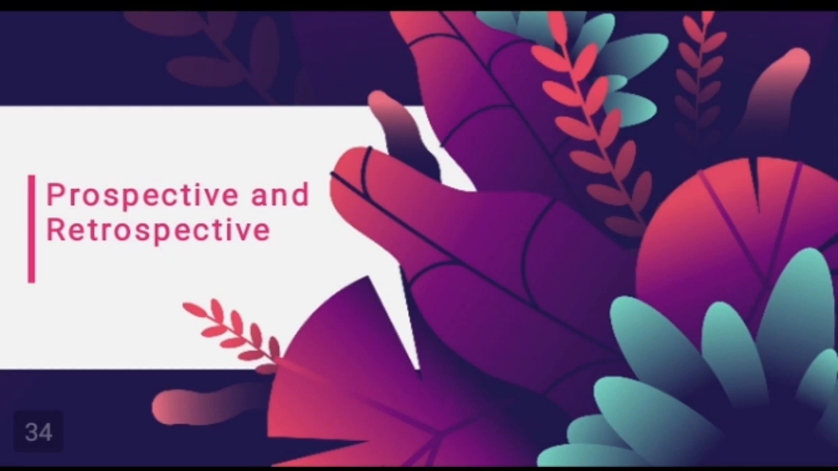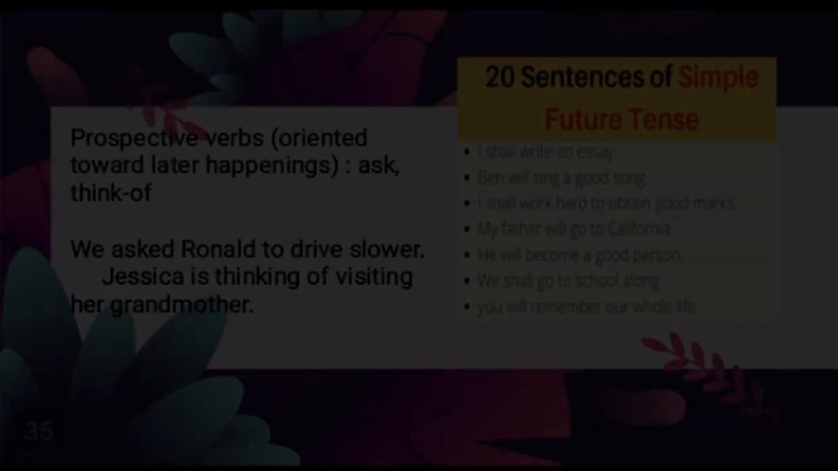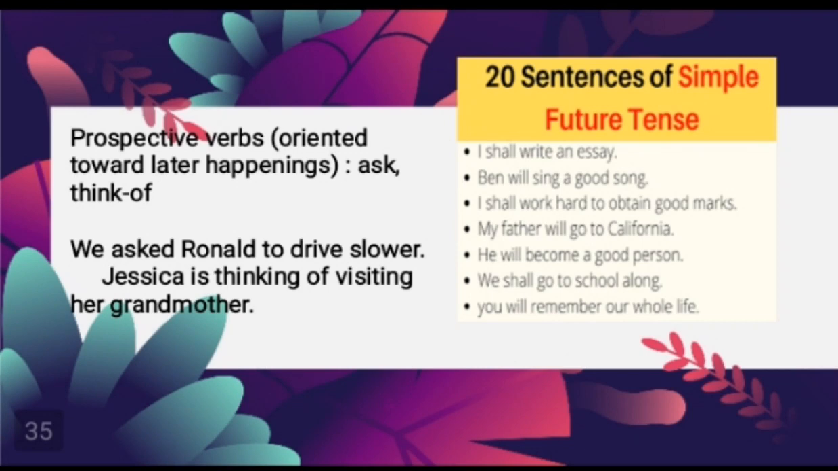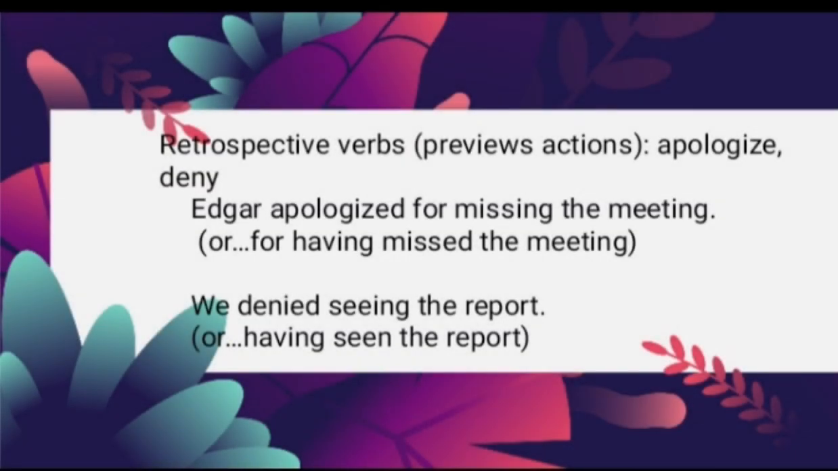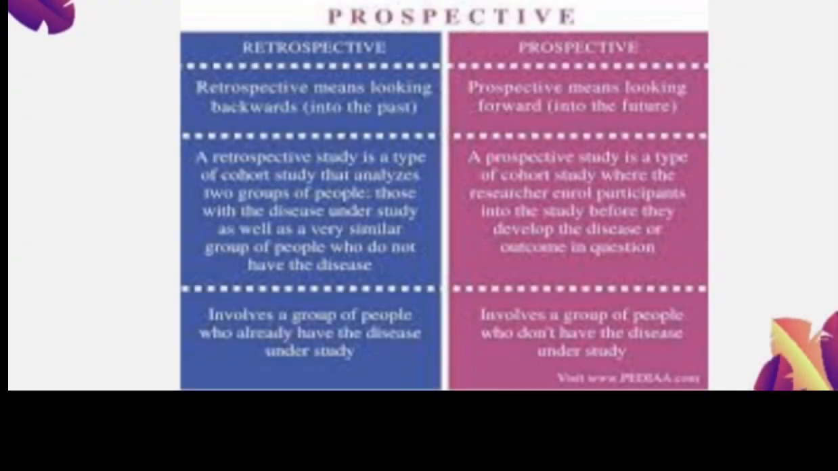Next is prospective and retrospective. Prospective verbs are oriented towards later happenings: ask, think of. Example: we ask Ronald to drive slower. Jessica is thinking of visiting her grandmother. Retrospective verbs refer to previous actions: apologize or deny. Edgar apologized for missing the meeting or for having missed the meeting. We denied seeing the report or having seen the report. Here are some retrospective versus prospective.